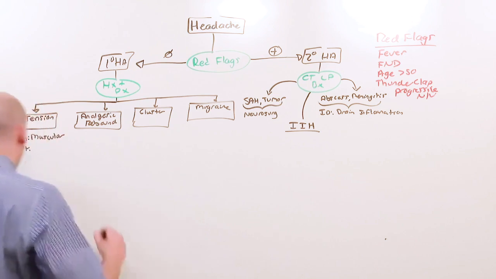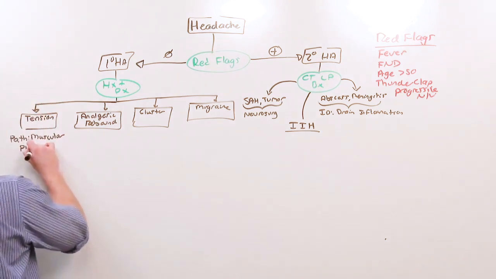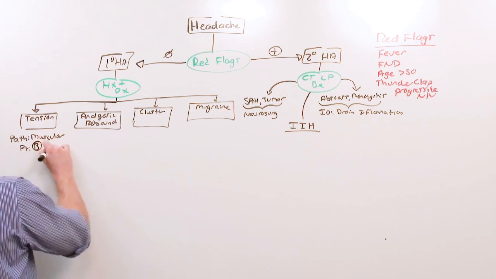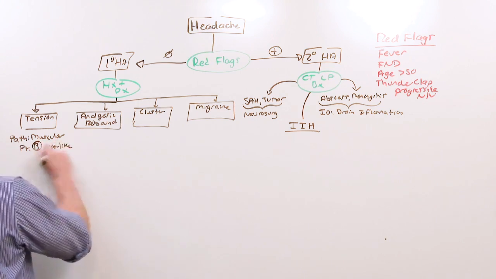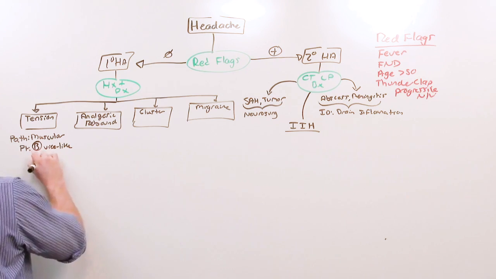But what you should look for on the test is a bilateral vice-like pain that starts in the front and radiates to the neck.